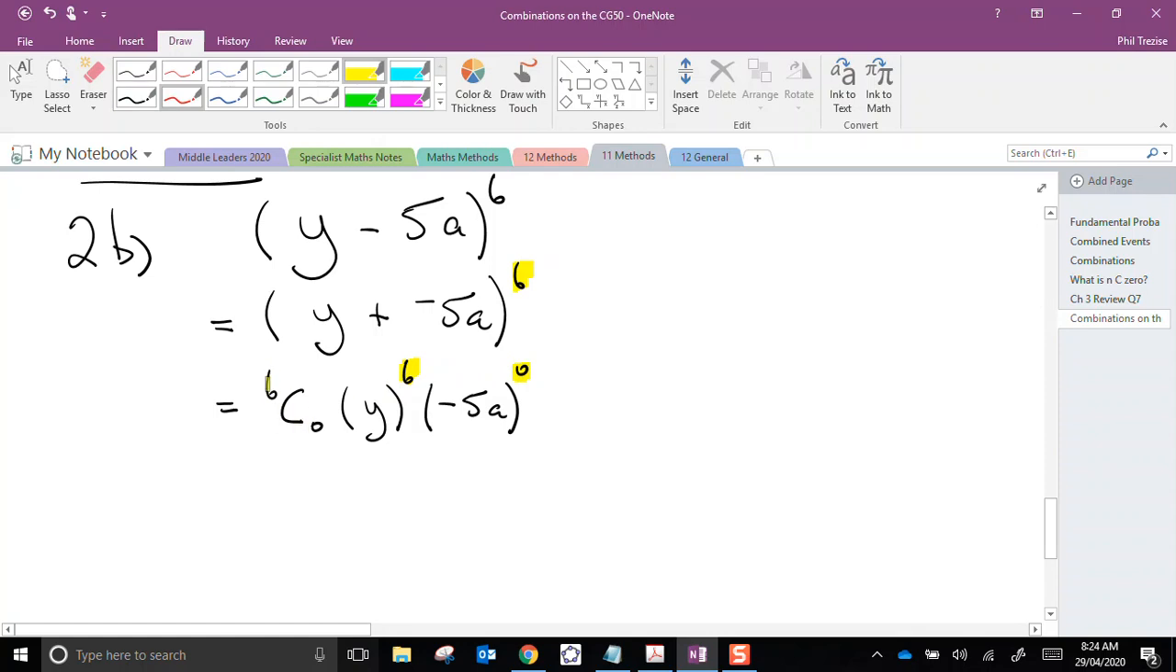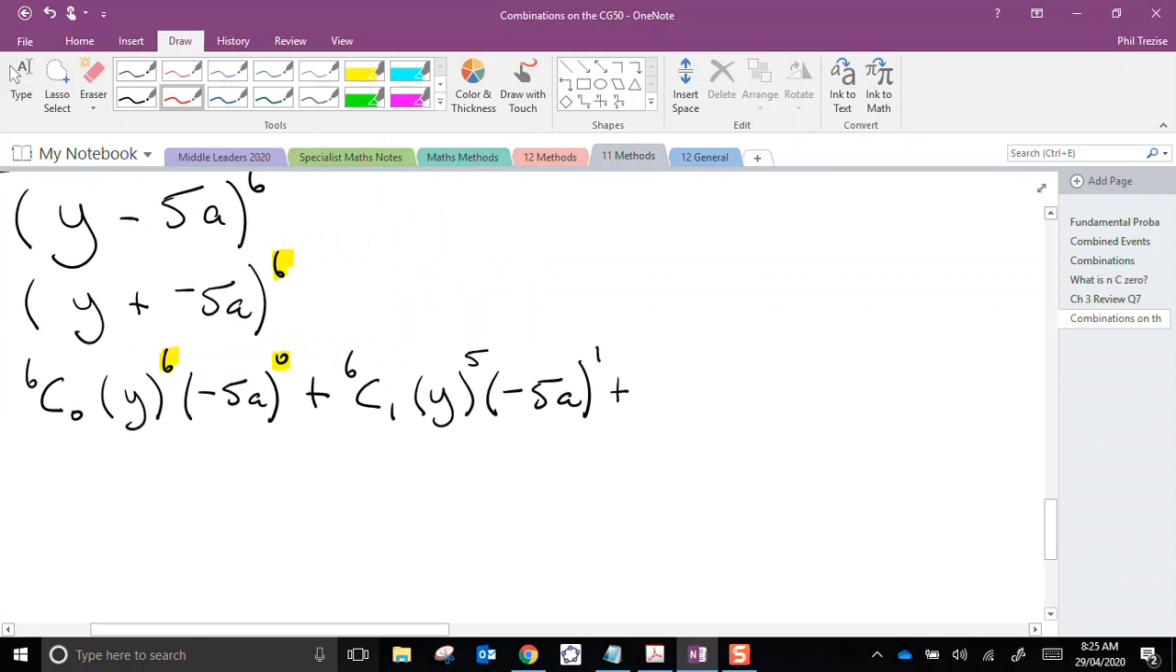The combination, the coefficient at the front, we always have a 6 because it's power 6, and we start from 0. So the next one will be 6c1, and we still have our term y, and we still have our negative 5a. But the power of the y term is no longer 6, it reduces to 5, and the power on the next part goes from 0 to 1. So we still have the powers adding to equal 6.